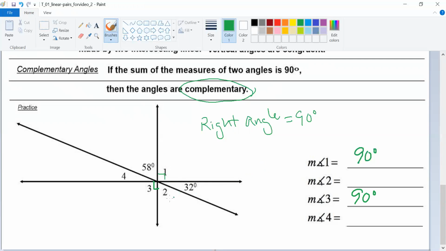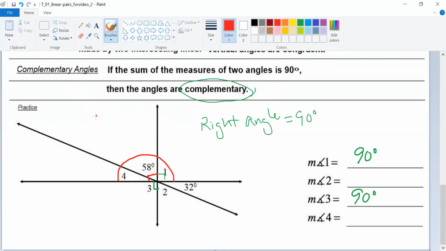Angle number 2 we don't know, and angle number 4 we don't know. But since we have a right angle here, and this whole thing, if I go all the way around from here all the way around to there, that's not a linear pair, but they're all supplementary together. They would all make up a line, and they would all add up to 180 degrees. We already have one angle of 90. That means this angle together has to be 90.